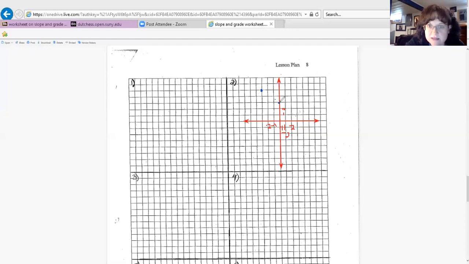Keep following it. Down 2 to the right 3. This would be my next ordered pair. I could even keep going. Down 2 to the right 3. This would be my next ordered pair. And then I can go in and I can connect the dots. And that would be our line.